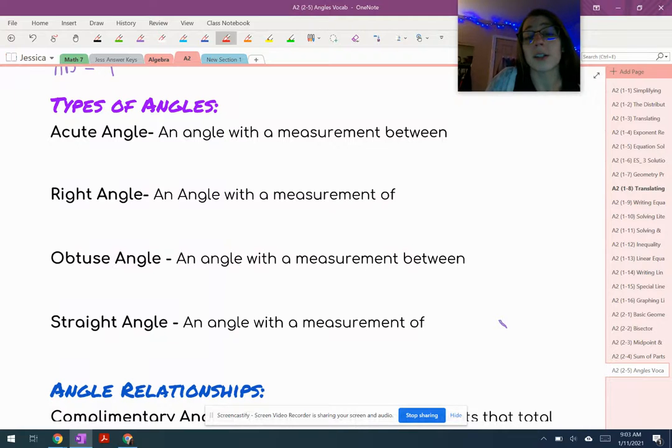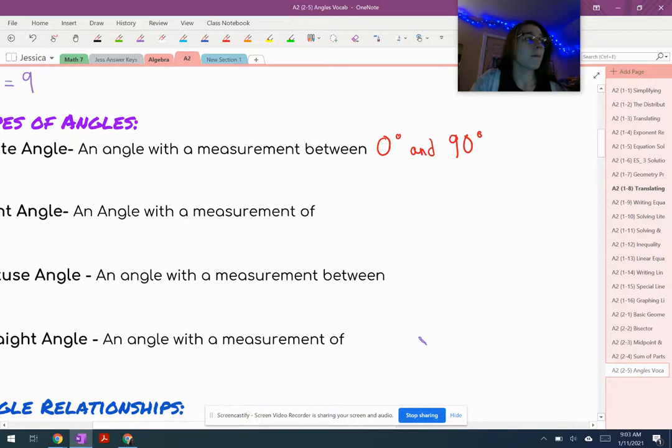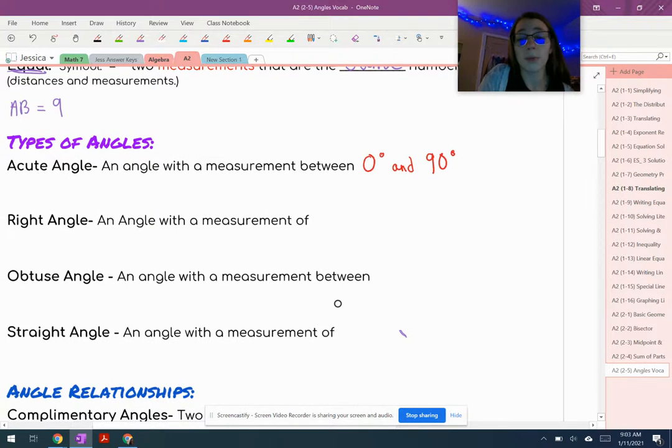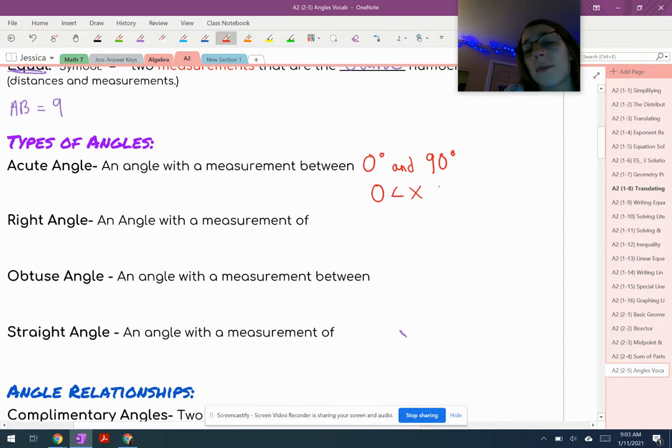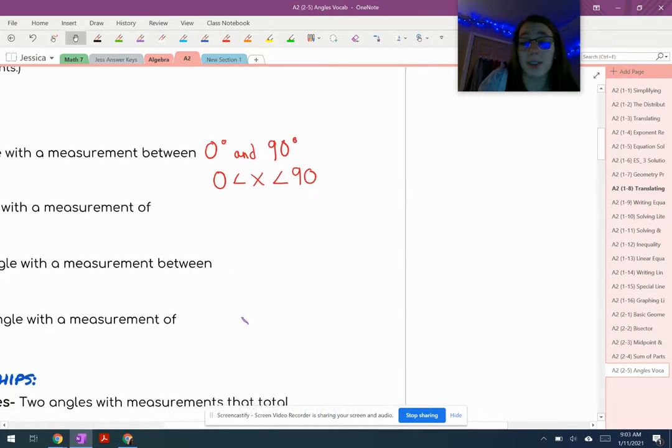And an acute angle is an angle with a measurement between 0 and 90 degrees. So, meaning that if you were to put that into inequalities, it would be 0 < angle measurement < 90. Meaning that it can't be equal to 90 and it can't be equal to 0. Because, if it were equal to 0, there would be nothing there. And if it were equal to 90, then it would be something else.